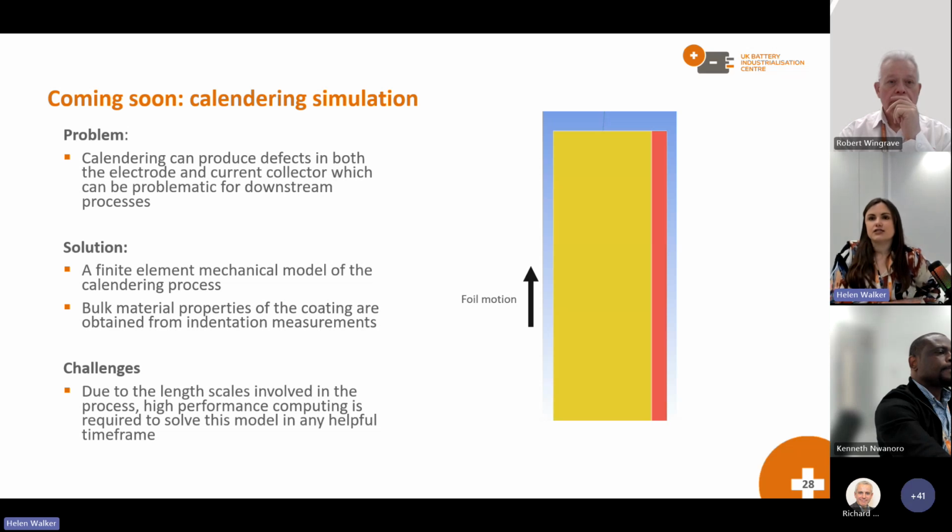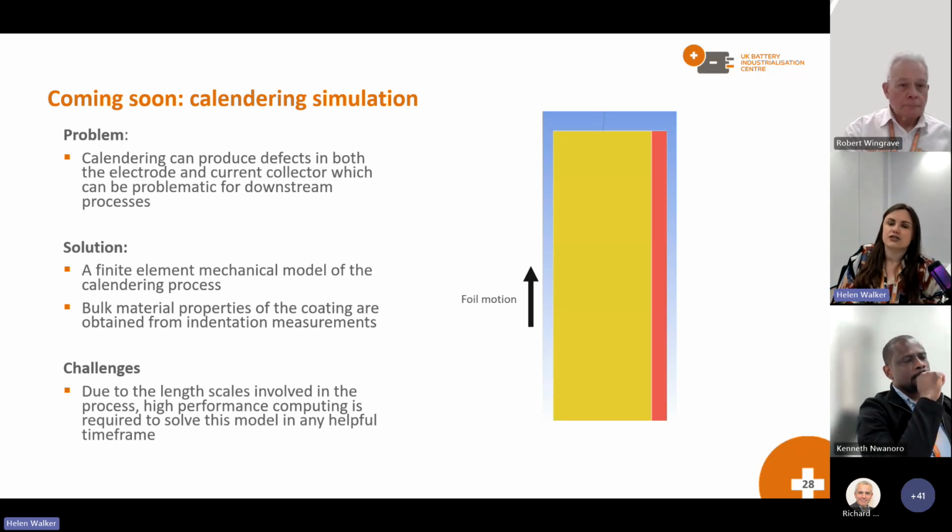And then something that is coming up soon is a calendaring simulation. When you are calendaring, there are a number of different defects that can be produced in both the coated part, but also in the current collector. These are largely problematic for downstream processes at welding or other cell assembly processes. So we wanted a tool which would predict the onset of these defects.